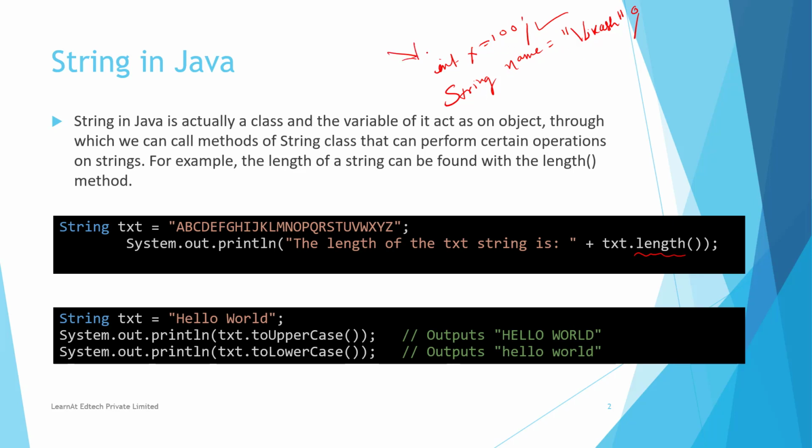So this is a variable. This is a data type. And x is the variable. String is also a data type, but it is a non-primitive data type, and it is also a class. And this is the variable name.